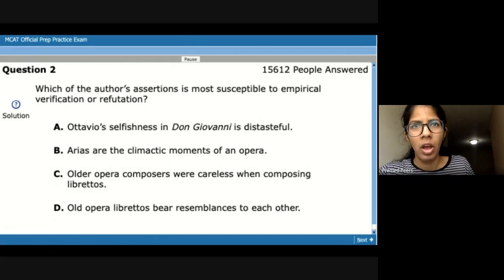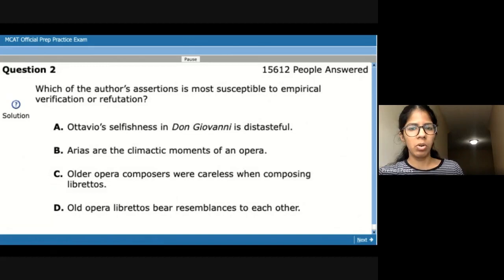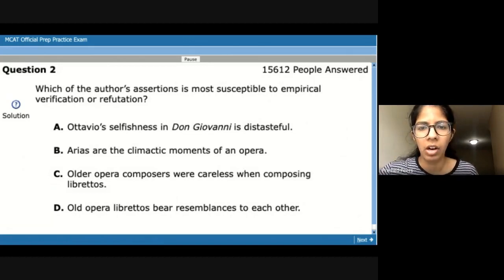One critic might interpret it differently than another. And then C, that's making a judgment saying that composers were careless. Whereas D, you can check different old opera librettos and see if they have any similarities between them. So yeah, thank you for sharing.